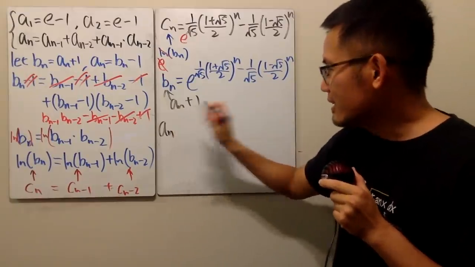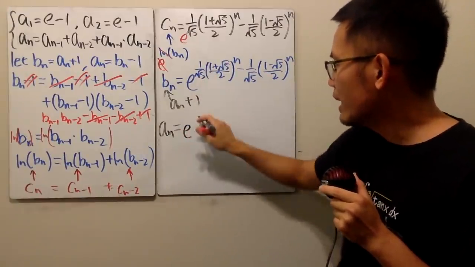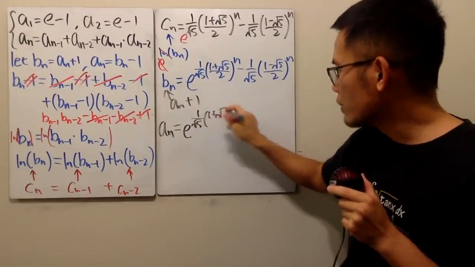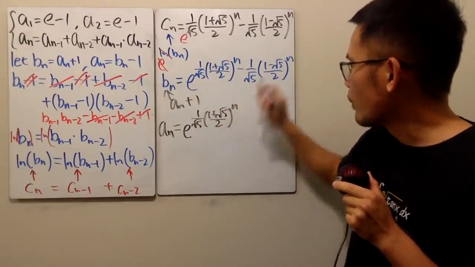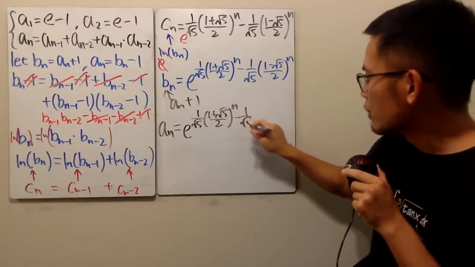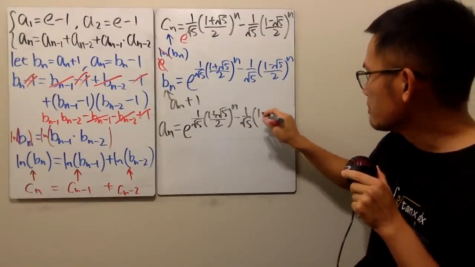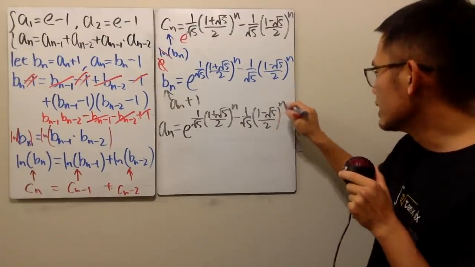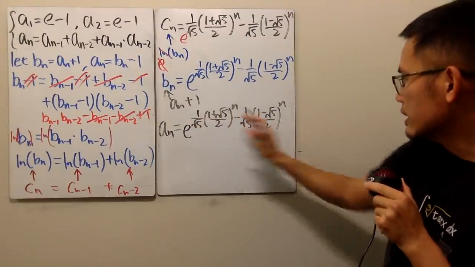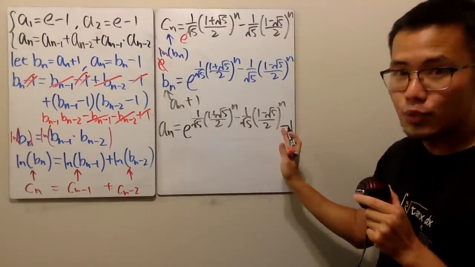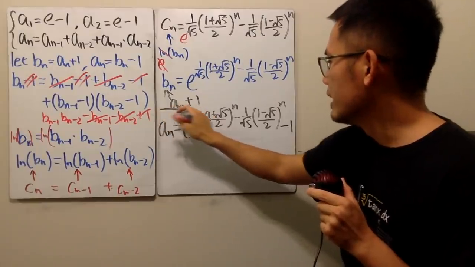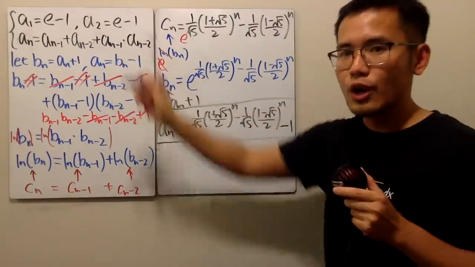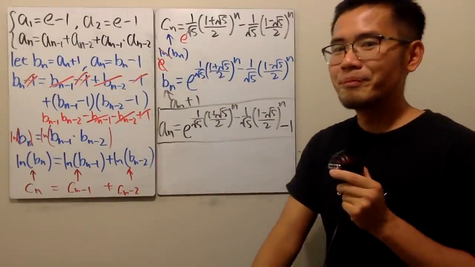Anyway, An is equal to e to the power of: 1 over square root of 5 times the golden ratio (1 plus square root of 5) over 2 to the nth power, and then minus 1 over square root of 5, and then we have (1 minus square root of 5) over 2, namely the golden ratio wannabe, to the nth power, and then after all this, the minus 1 is just a regular minus 1. It's not in the exponent, right? So, ladies and gentlemen, this right here is the answer to our original nonlinear recursion.